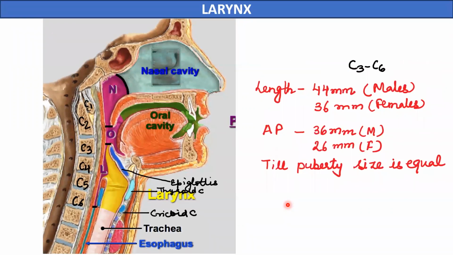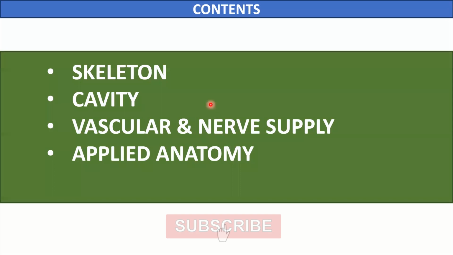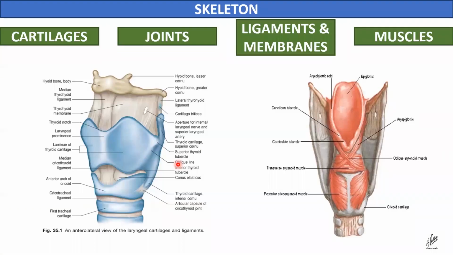Now we will discuss the gross anatomy of the larynx under the following headings. First, its skeleton, then the cavity, then the vascular and nerve supply, and lastly its applied anatomy. First, we will discuss the skeleton of the larynx. The larynx is made up of a number of cartilages, and these cartilages are joined to each other by various joints, ligaments and membranes, and the movement of the cartilages is done by a number of muscles. So the skeleton will be discussed under four headings: the cartilages, joints, ligaments and membranes, and muscles.